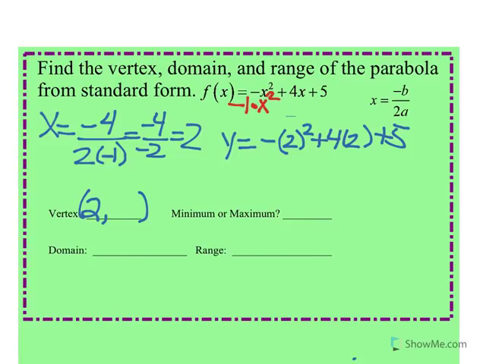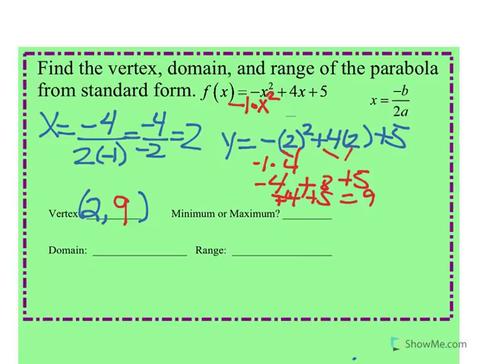So we're going to square the x first, which is 4, times this negative 1 is a negative 4. 4 times 2 is 8, plus 5. Negative 4 plus 8 is positive 4. 4 plus 5 is 9. So the y-coordinate of the vertex is at the point 2, 9.